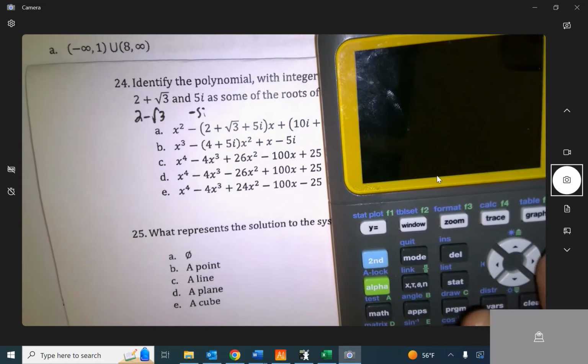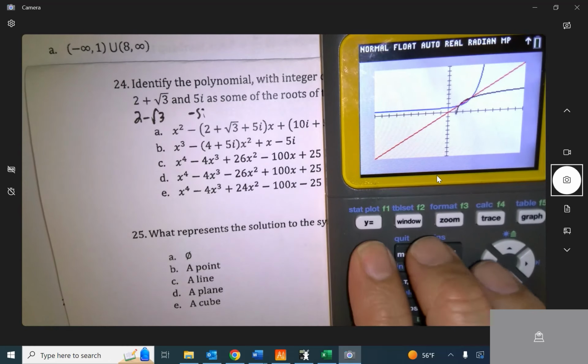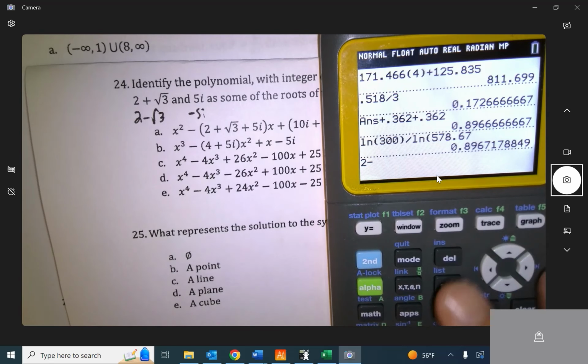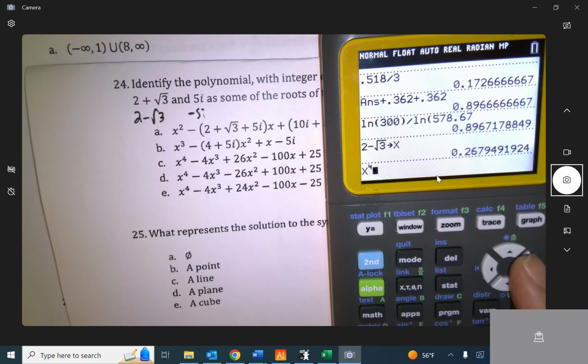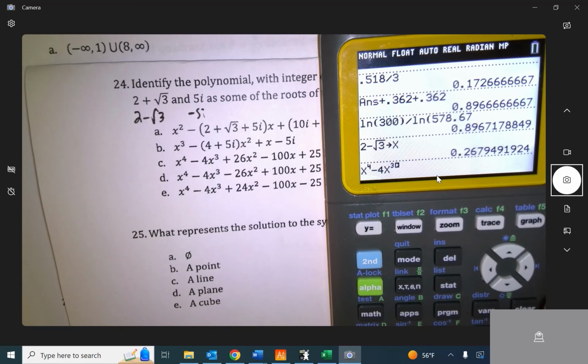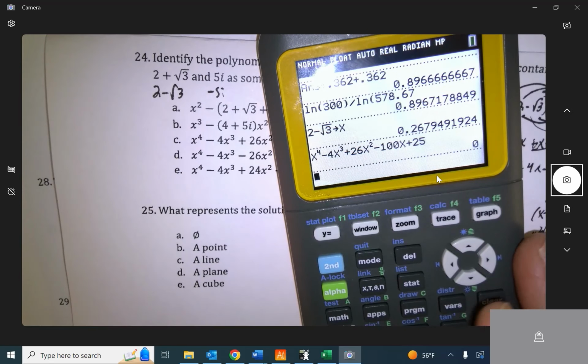So, let's use the storage feature. If these are roots, then they are zeros. Take 2 plus root 3 and store it to x. Sorry I wasted your time there. Let's type in C, D, or E, because I think it's C, D, or E. Obviously, I could be wrong. X to the fourth minus 4x cubed, let's see, we have a plus 26x squared. I don't think that's it. But I like the fact that it has the negative 100x. Oh, that's a winner.